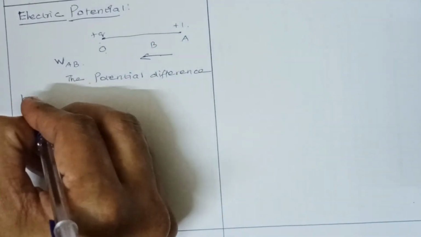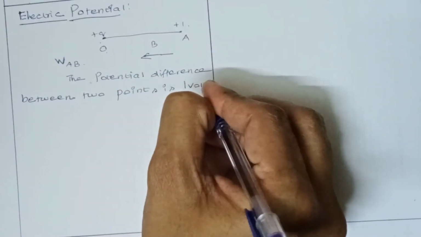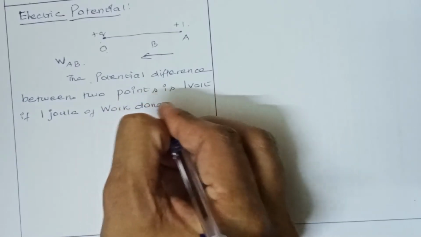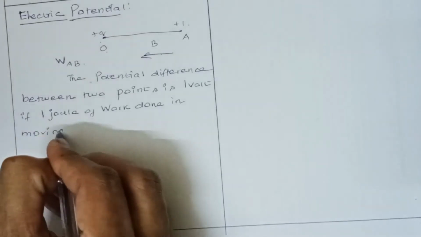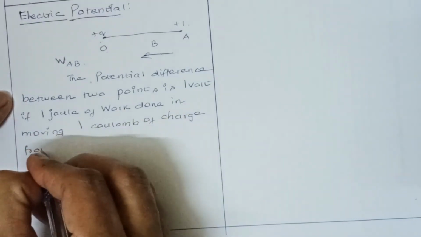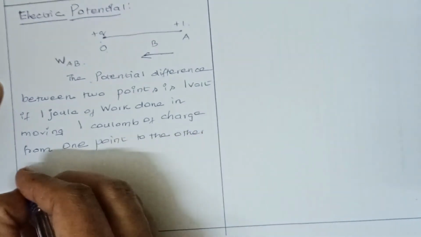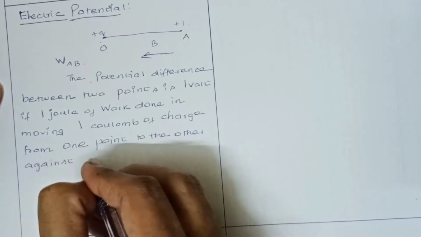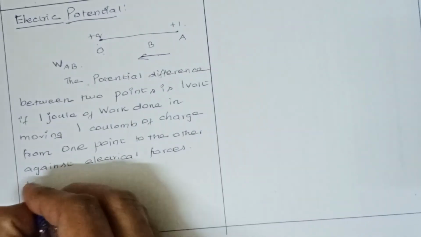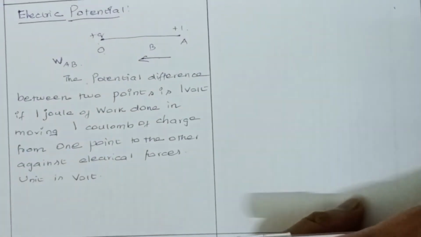The potential difference between two points is 1 volt if 1 joule of work is done in moving 1 coulomb of charge from one point to the other against electrical forces. This is called electric potential. The SI unit is volt. So it is nothing but the work done in moving from one point to another point.